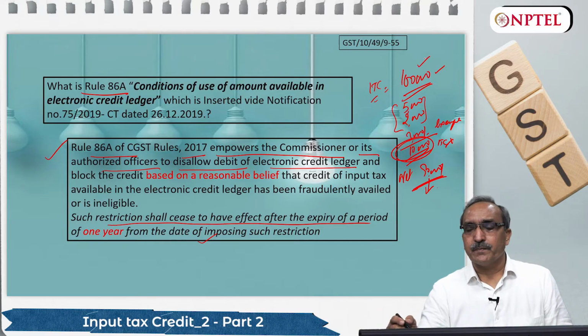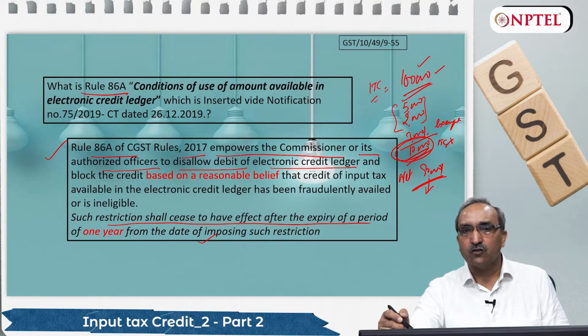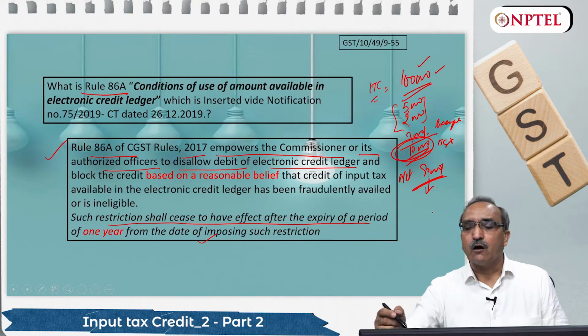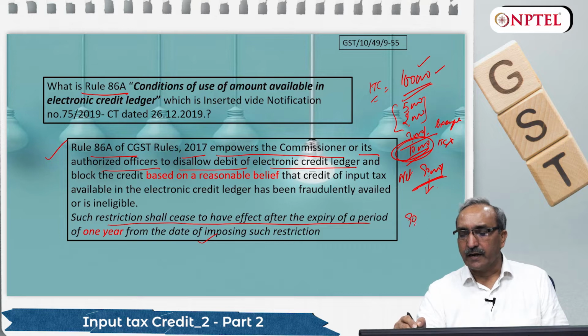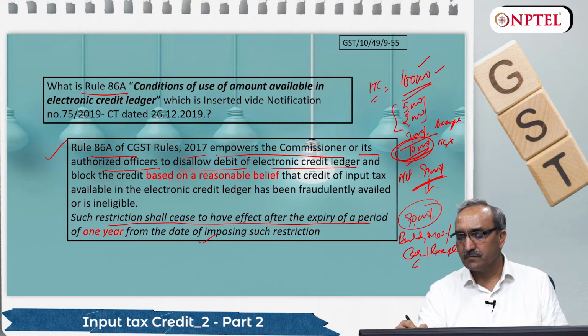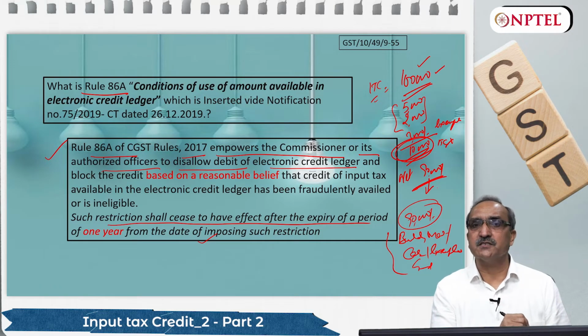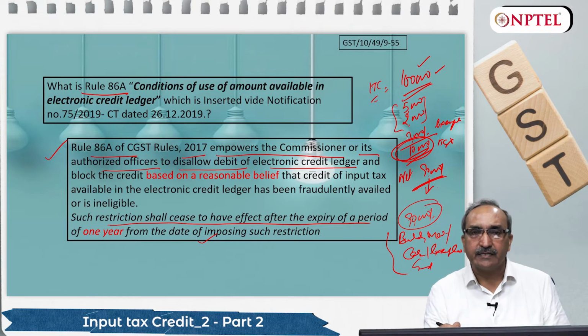Let's take the same example. You have paid 1 lakh rupees as tax on your procurement, and out of this 1 lakh rupees, 90,000 is on account of building material, car, or exempted goods. Because I told you, ITC is available only if your final product or your sale is subject to GST. If your sale is exempted from GST, you cannot avail ITC.